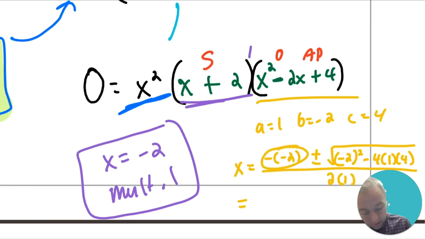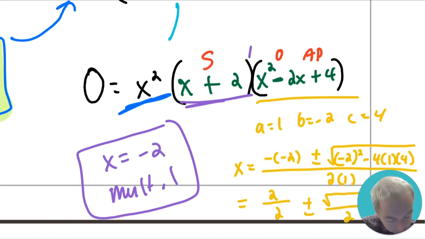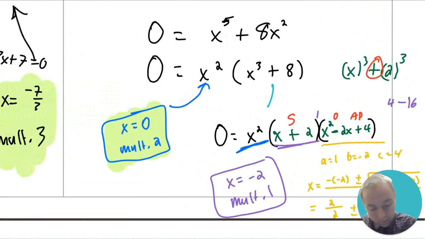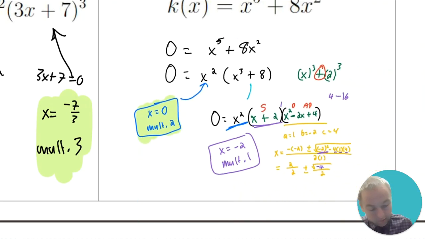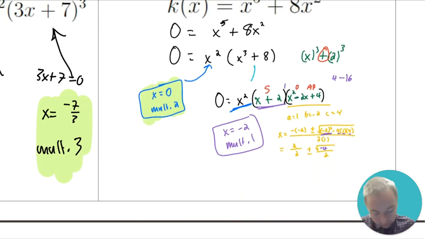So then you get a positive 2 over 2 times 1 at the bottom, which is 2, plus or minus the square root of something over 2. Inside that square root, you're going to have negative 2 squared is 4, and then 4 times 1 times 4 is 16. It's going to be subtracted. So then you get a negative 12 underneath that square root. So that means you're going to get some imaginary zeros, because you got that negative underneath the square root.